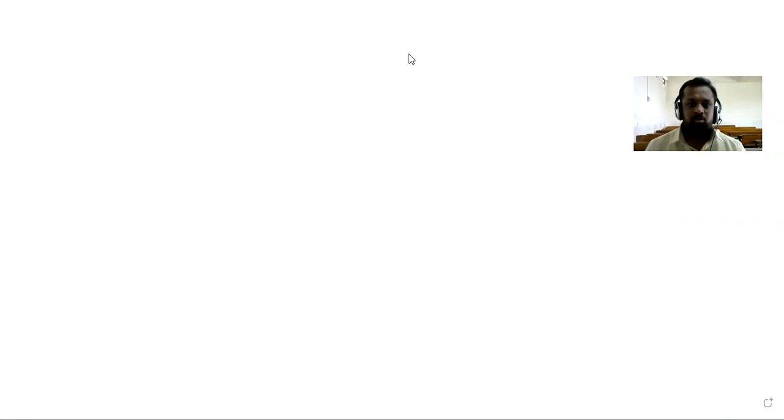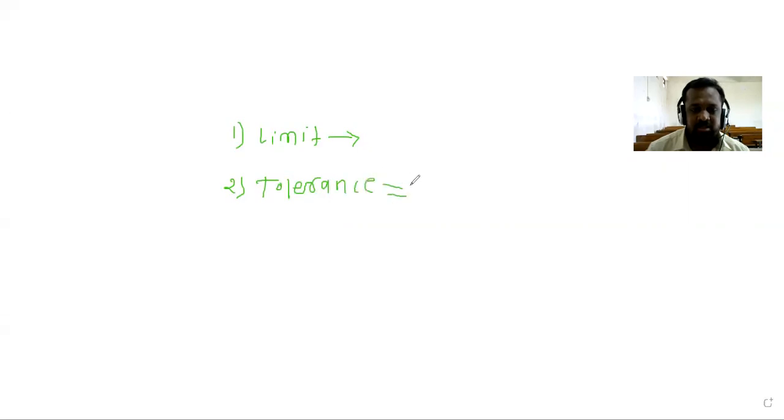Okay, so which part have we covered up till now? We have covered what is meant by the limit. Then again, limit has two types. First is the upper limit and second is the lower limit. Then we have seen what is meant by the tolerance. Tolerance is nothing but the difference between upper limit minus lower limit.